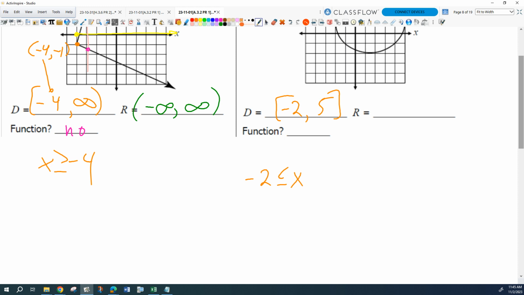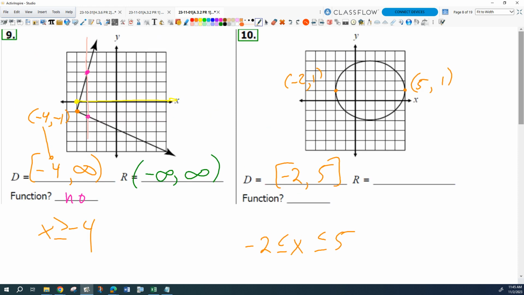-2 and good. Okay, how about the range? What's my left number? Say it again. -2, yeah. Because right there is a point that has a y coordinate of -2, and there's a point that has a y coordinate of 4, right?